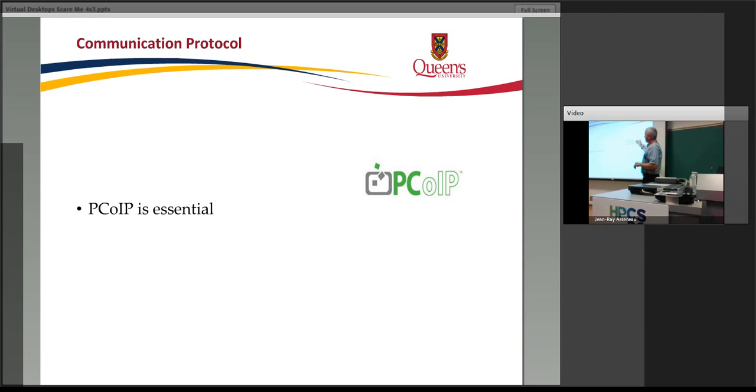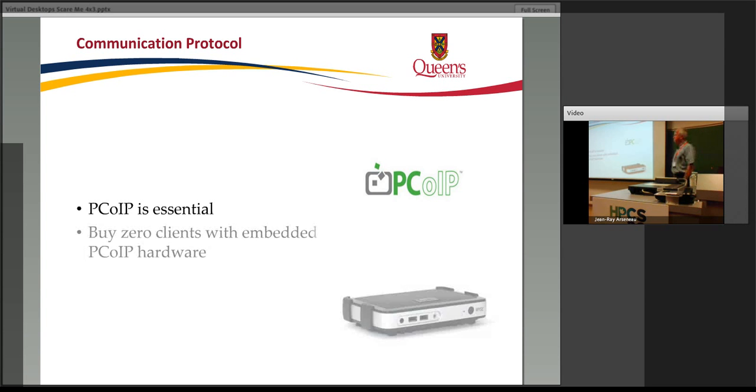The compression is essential for graphics. I mean, who cares about the keyboard and the mouse? But the graphics and the 3D drawing and all that kind of stuff that our students were doing, PCoIP is essential to make that work successfully. And you really want to use zero clients. These are the ones we use, the Wyse P25s. They have embedded PCoIP hardware, so all that decrypting part at the end is being handled by a dedicated piece of hardware.